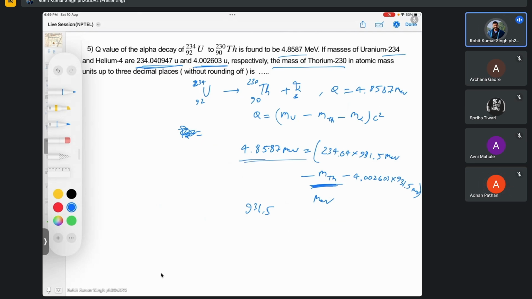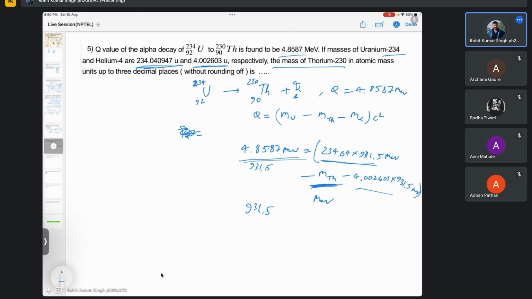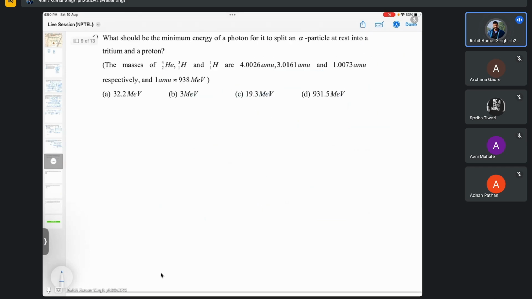Yeah, that is also fine. You'll just divide here and keep these things in atomic mass unit. Anyway, you can try that. So this is also a simple problem. You just have to use the Q value of the reaction. I hope everyone can solve it. So let's go to the next problem then.